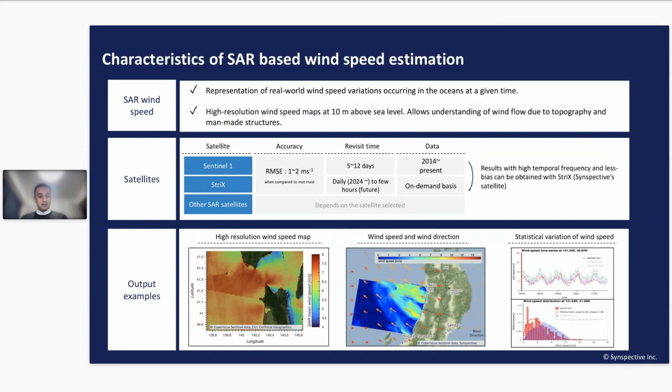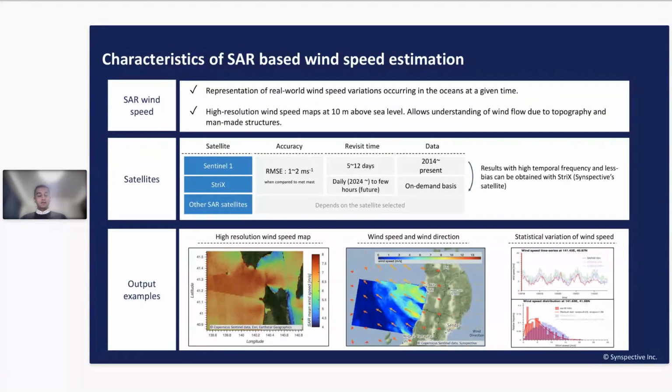And these are some examples of outputs that can be generated using our solution. So on the leftmost is a high resolution wind speed map generated using our algorithm. And you can clearly see the variation in wind speed, these gradients that represent the variation in wind speeds. And in the center, you can see the wind speed data from our satellite overlaid with wind direction data for that location. So you can also understand in which direction the wind is flowing and what is the variation in the wind speed.